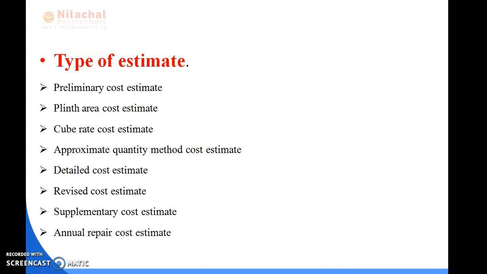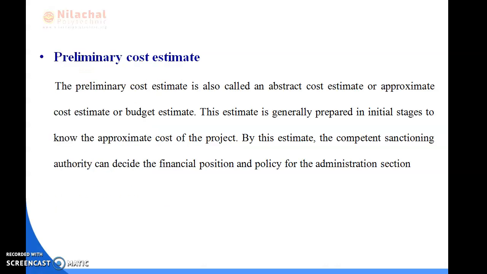So, first of all, we discuss preliminary cost estimate. Okay. Preliminary cost estimate is also called abstract cost estimate or approximate cost estimate or budget estimate. This estimate is generally prepared in the initial stage to know the approximate cost of the project. By this estimate, the competent sanctioning authority can decide the financial position and policy for the administrative sanction. It is also called the rough or preliminary way of estimate. In this estimate, we consider the approximate value of the particular project. By considering the approximate value, we go through the administrative sanction.